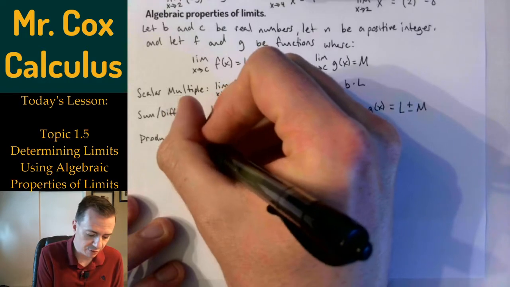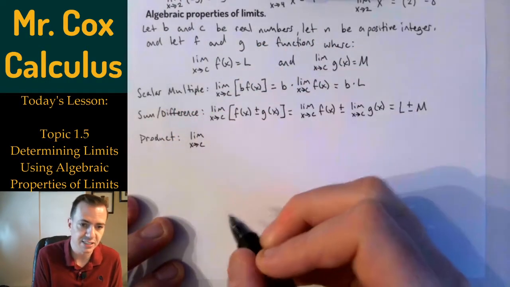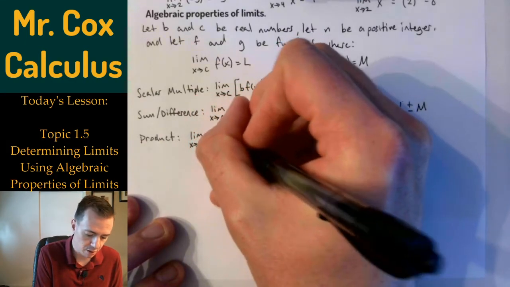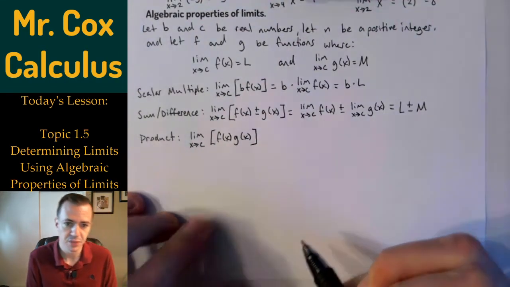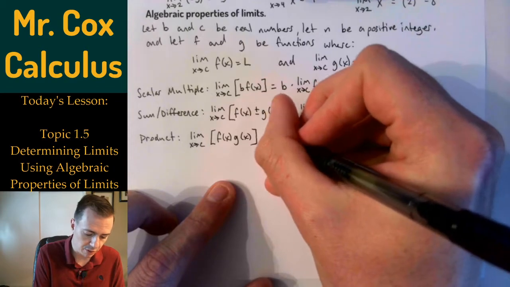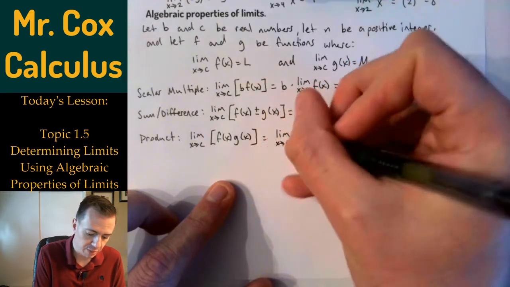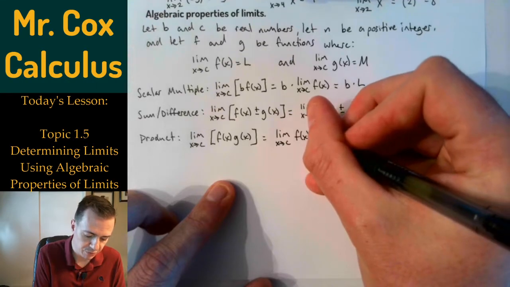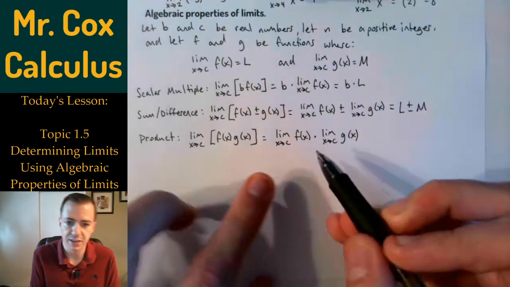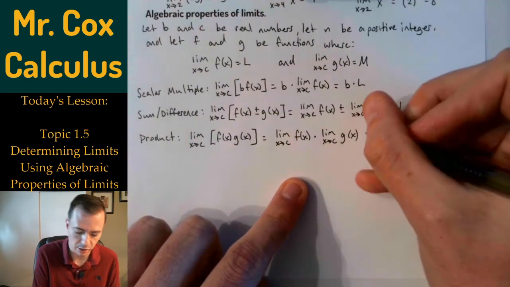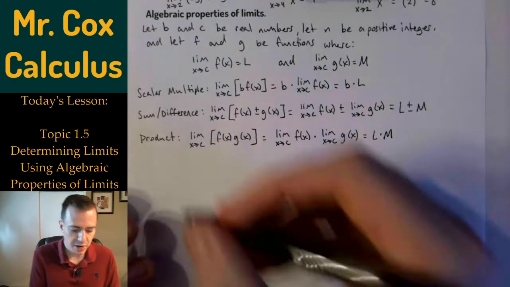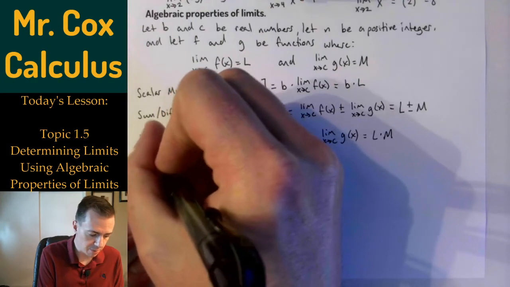If I have the limit as x approaches c of the product of two functions, f of x times g of x, what that says is that the limit of this product ends up equaling the product of the limits, the limit as x approaches c of f of x times the limit as x approaches c of g of x. And again, we have these values defined as L and M, and so this equals L times M. Likewise with quotients, we're going to be able to split them up the way we would like to.